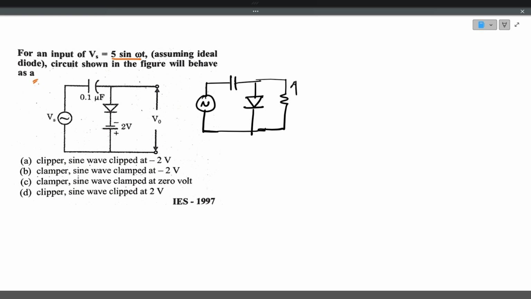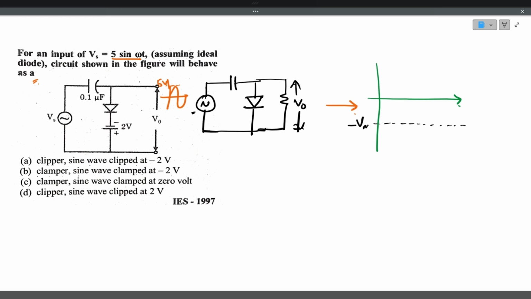This is the output. You have applied a sinusoidal voltage with a peak voltage of 5 volts. The output here will be, see, this is no bias. I am taking zero bias here. What is the output voltage? The output voltage is like this. It is a negative clamper.